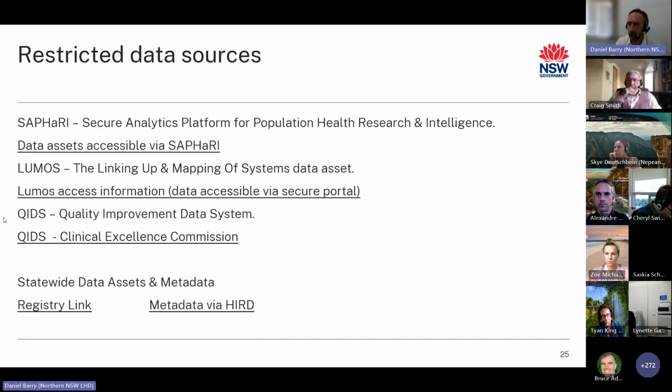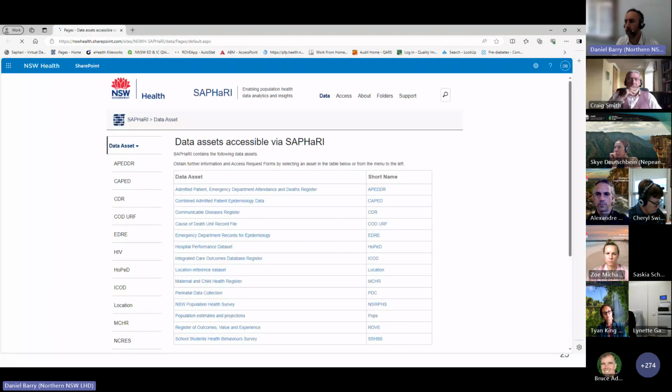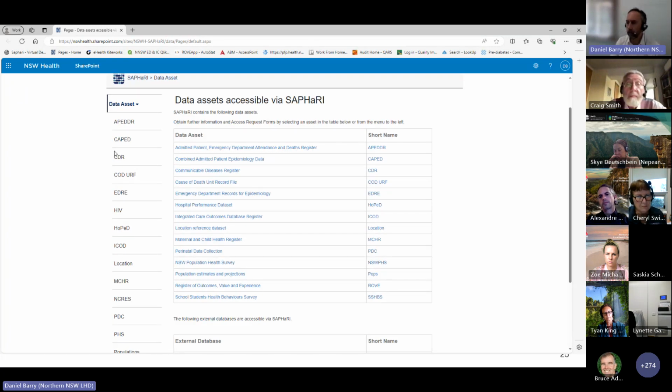research. And I'll try quickly to do another quick demo of what the SAPHaRI portal shows and the information it has. So if you look on the SAPHaRI portal, and the links that we have within this, again, they'll be supplied after the presentation, you can see the data assets that are available.